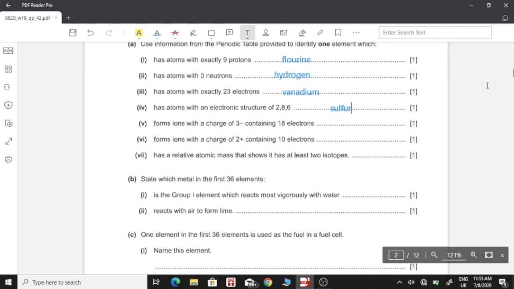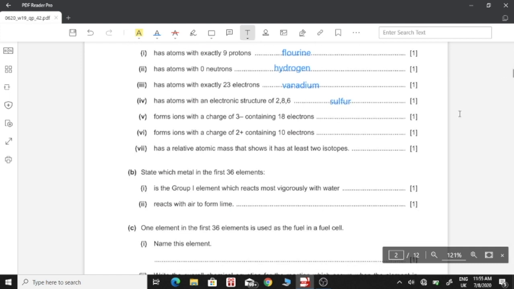Part 5 forms ions with a charge of 3 minus containing 18 electrons. Alright, so this means the actual number of electrons is 3 less than 18, which is 15. So the element in the periodic table with the atomic number 15 is phosphorus.